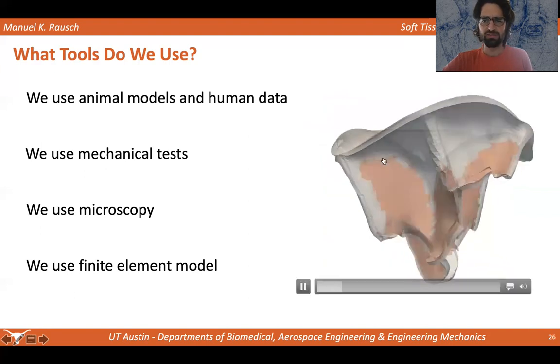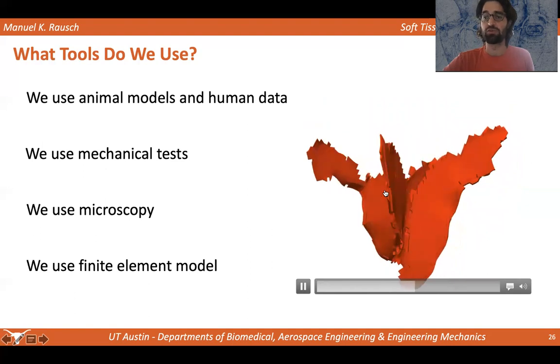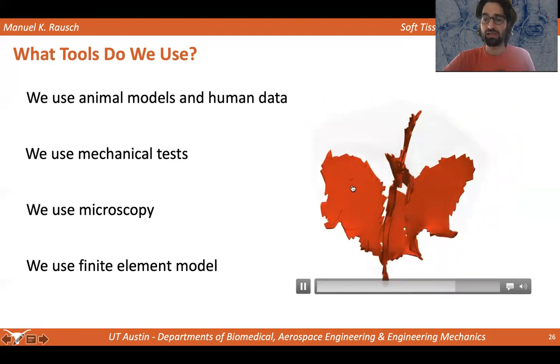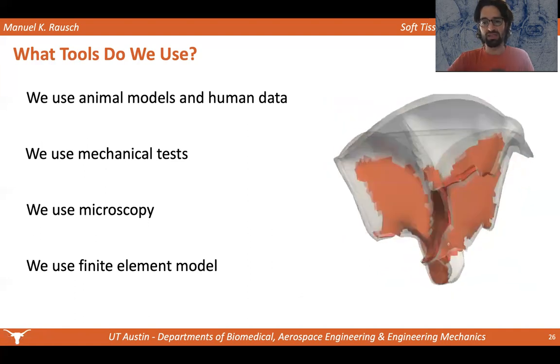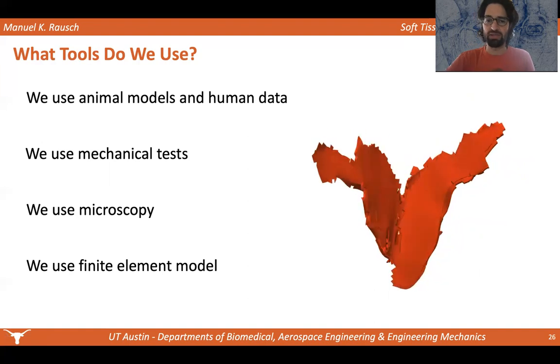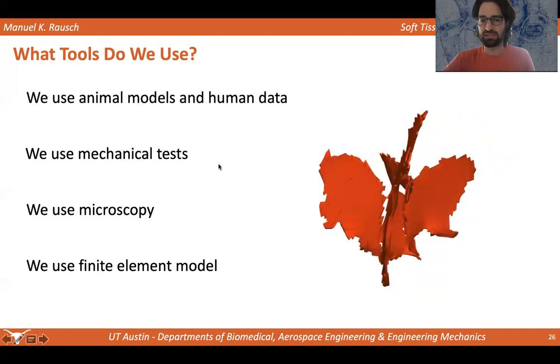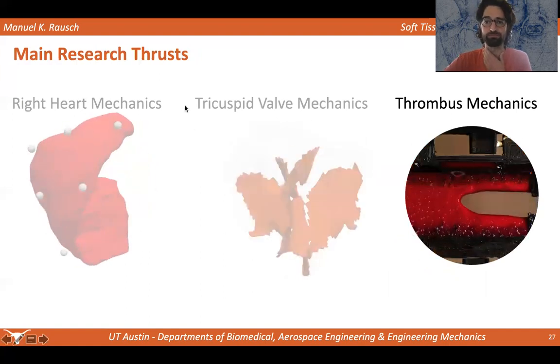And then finally, you've seen this model before. This is a finite element model, a high fidelity finite element model of a human tricuspid valve. And in red, we're highlighting the coaptation area, the contact area where the leaflets contact to make the valve function. And so we can look in these models for detailed reasons why in some patients the repair works or it doesn't. Our third thrust is on thrombus mechanics.